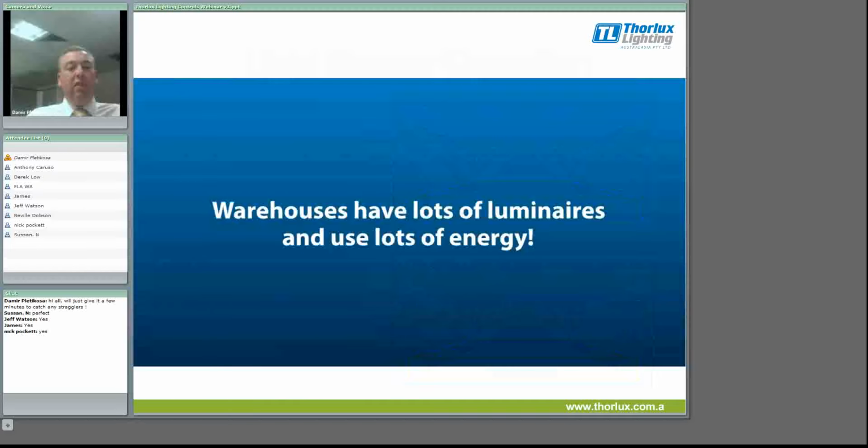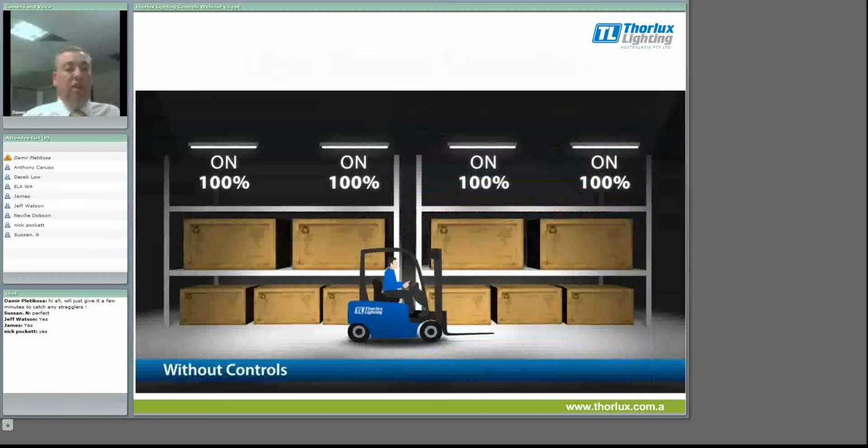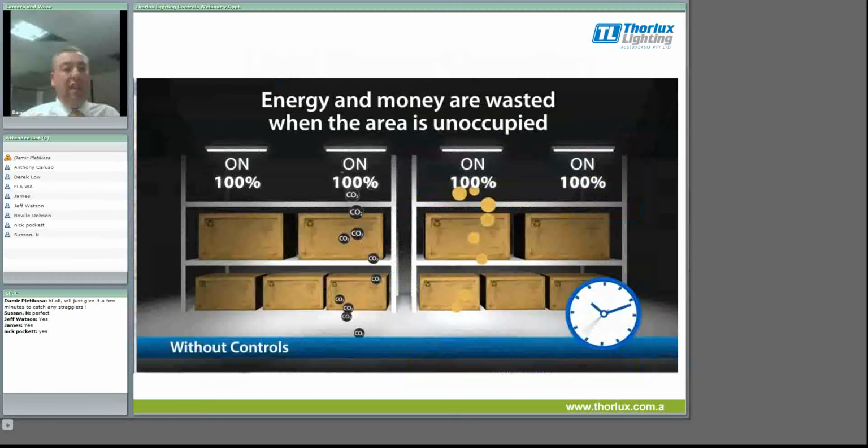Now, how does this work in real life? Well, we've looked at warehouses, lots of luminaires using lots of energy. Normally, all the fittings would be on at 100% output without controls. Obviously, some warehouses are now running 24 hours a day, 7 days a week, so a lot of wasted energy and a lot of wasted money.